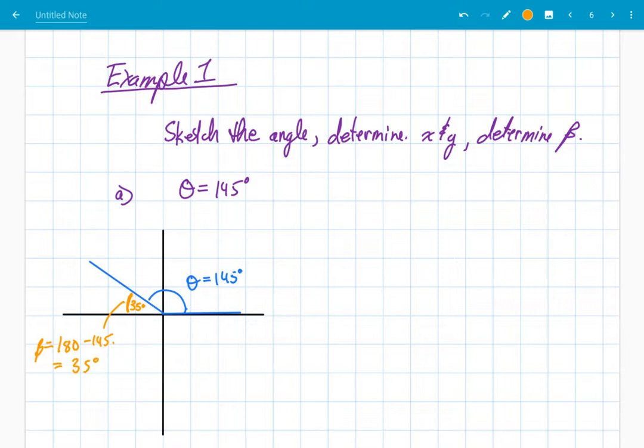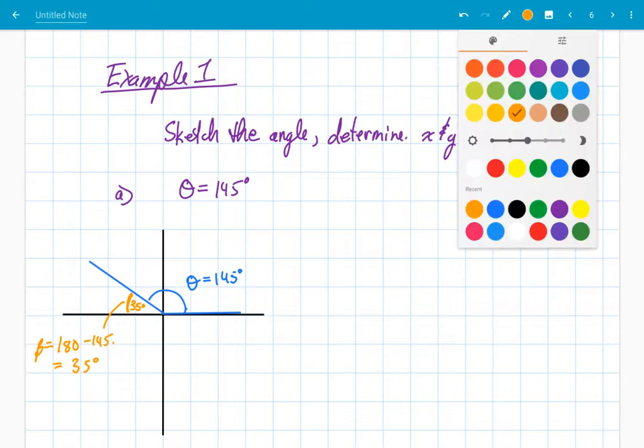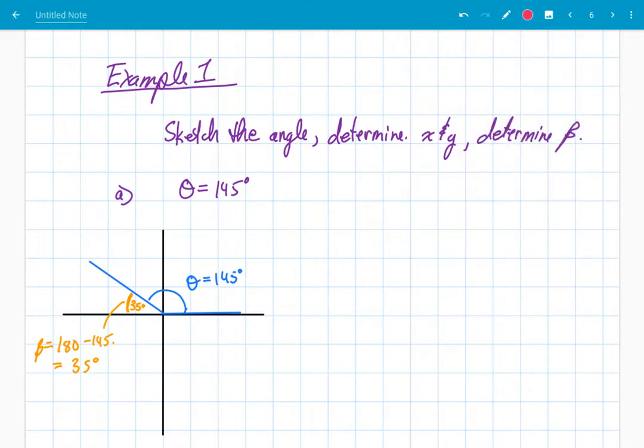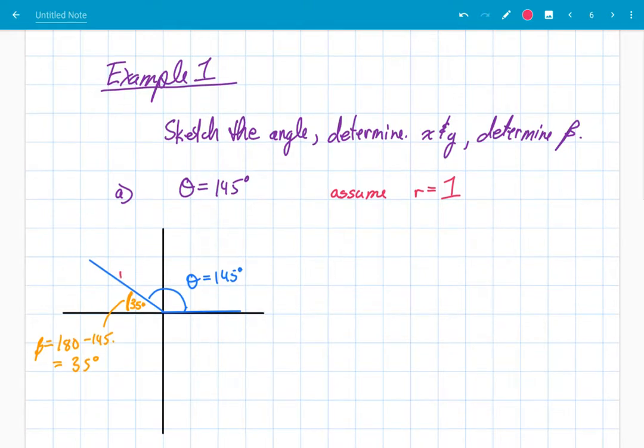Now to get x and y, we have a problem. We know the direction. We don't know how far. We don't have a radius. Okay, I'm going to make a generalization here, so pay attention. If radius isn't stated, assume r is equal to 1, the unit circle. So unless radius is stated, you are to assume that the radius that you're going to use is 1. So we're going to use r as 1.